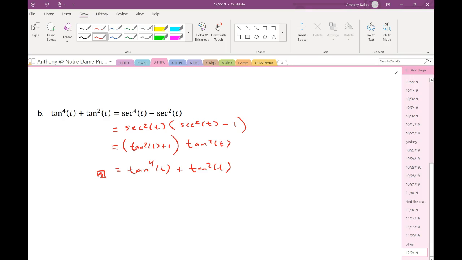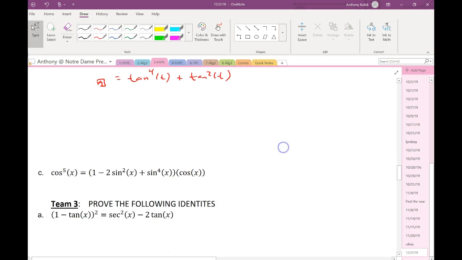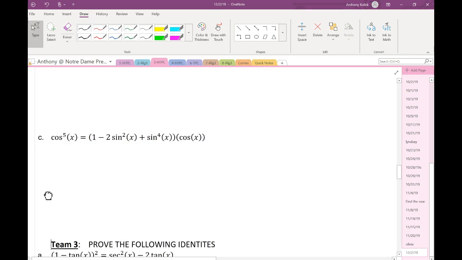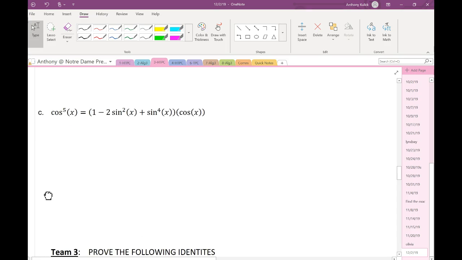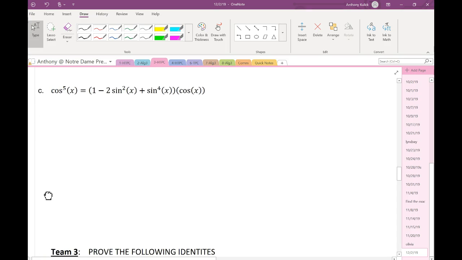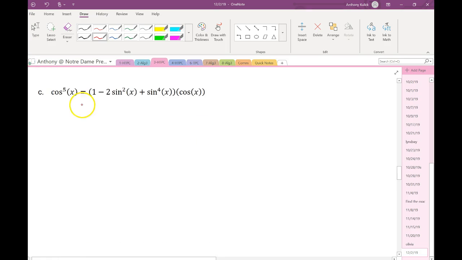Who's next? Abby. 2C? Sure. Which side did you want to work on first? You want to work on the right-hand side? Okay. Can I be honest with you real quick? I would have worked on the left, but we can certainly do it still from the right-hand side.